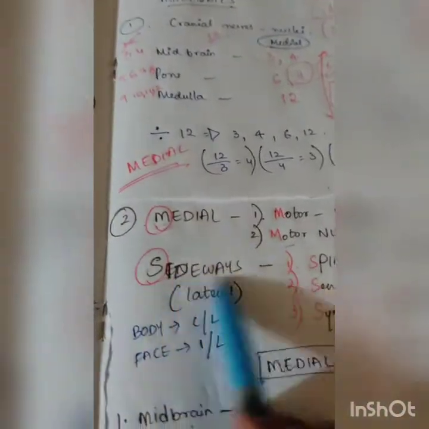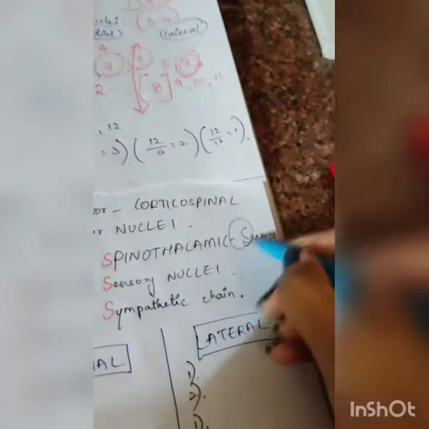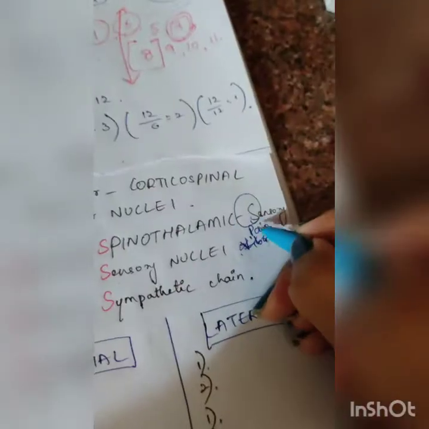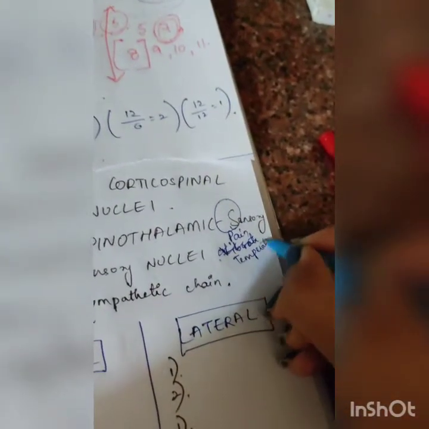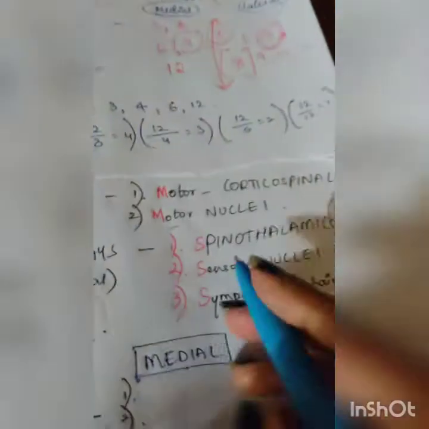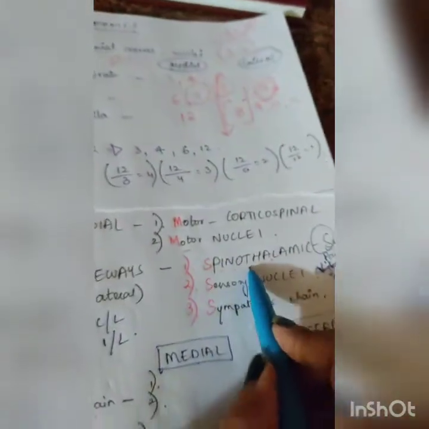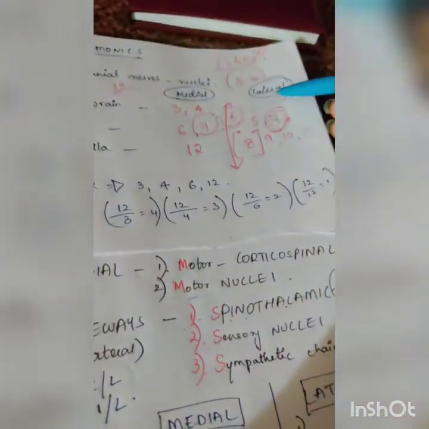And whenever there is a lesion on the lateral tract, we are going to have the S's. The first S is the spinothalamic tract, which is the main sensory tract, giving sensations like pain and temperature. This is one of the main sensory tracts in our body. That is the first tract that is going to be affected. And second is the sensory nuclei, the nuclei that run on the lateral side.